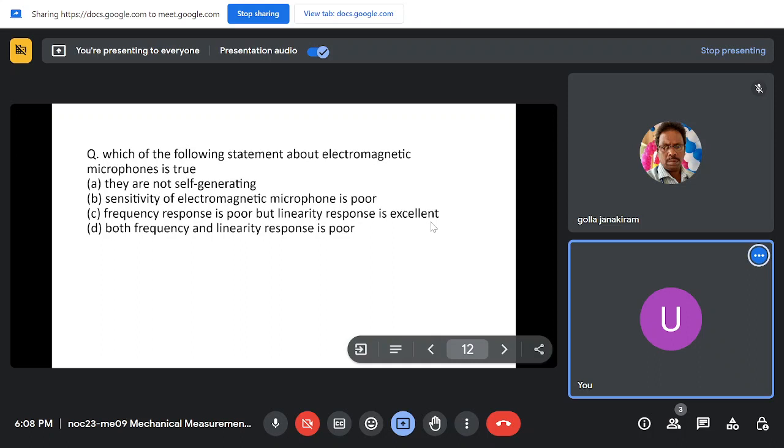So for electromagnetic microphone, the answer is option D, both frequency and linearity response is poor. Electromagnetic microphones are self-generating, so option A is ruled out. Their linearity is not good, so the only option left is option D. So the answer is option D.